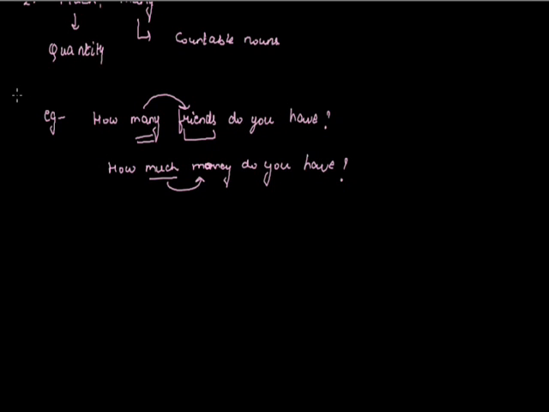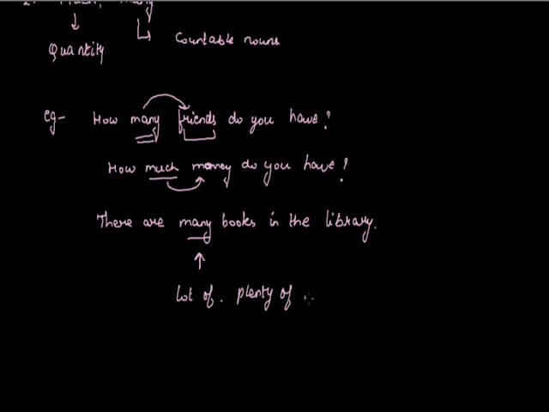If we talk about positive sentences, like there are many books in the library. Here many is used for books, for countable nouns, but here many can be replaced by a lot of, plenty of, lots of. So if we use this sentence as there are a lot of books in the library, this is also correct. In affirmative sentences, we can use plenty of, a lot of, lots of in place of many.